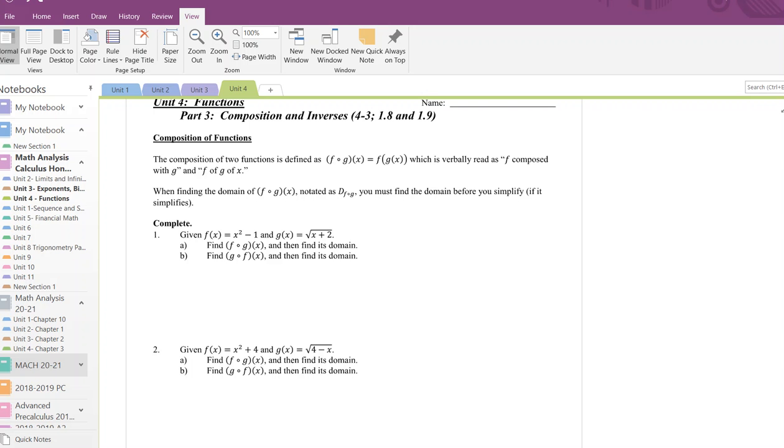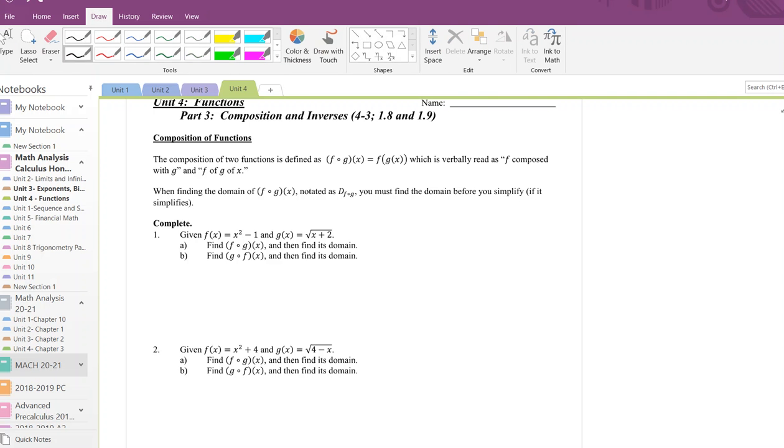Welcome to tonight's video on Unit 4, Part 3, talking about composition and inverses of functions. So in the last video, we talked about how to combine two functions. That was f plus g, f minus g, f times g, f divided by g.